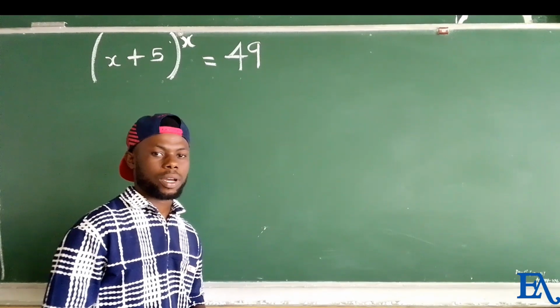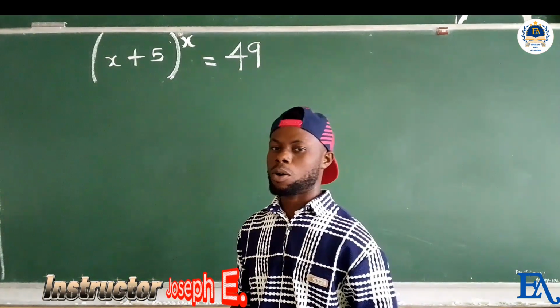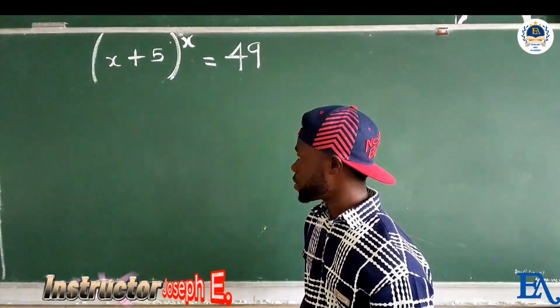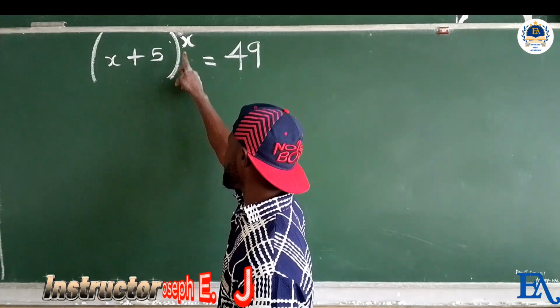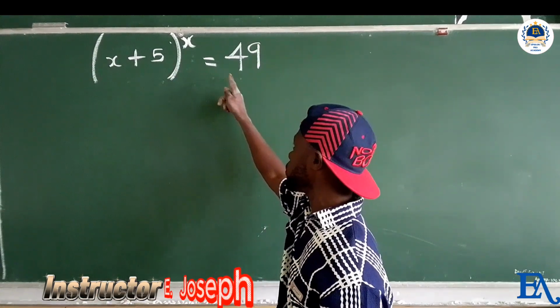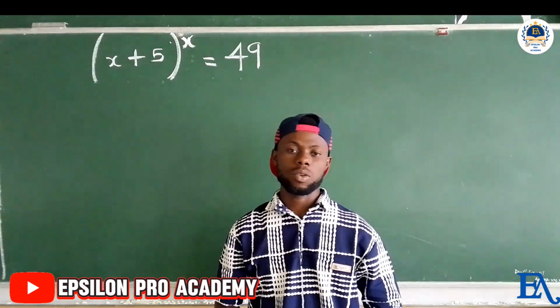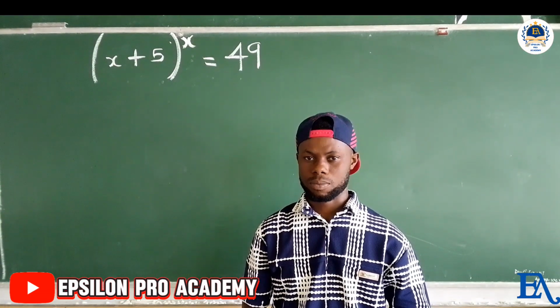Let me show you how you can attempt this type of question anywhere, any place, or even in the exam hall if you come across them. Now the question is, (x + 5)^x = 49. If you come across this question anywhere, don't panic. Follow this simple method and principles.